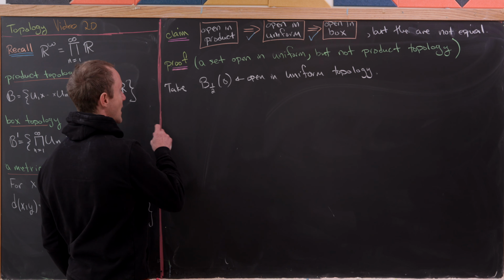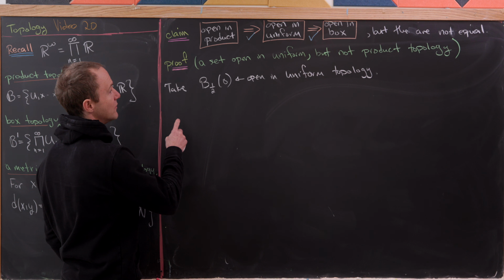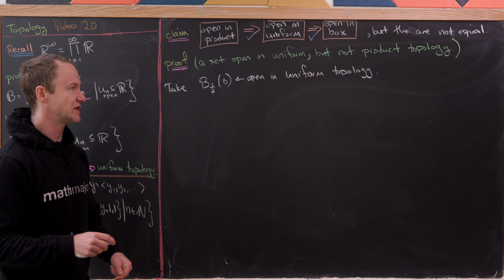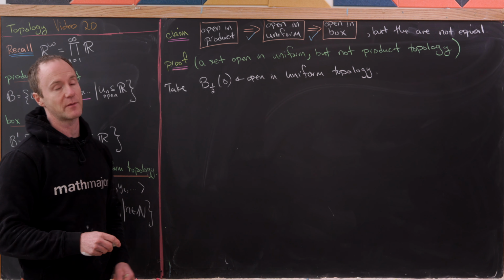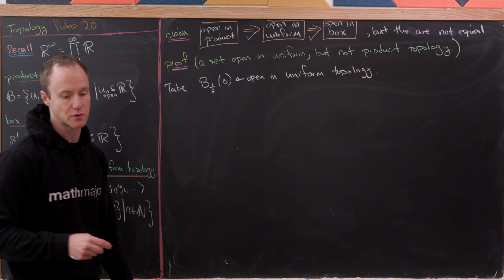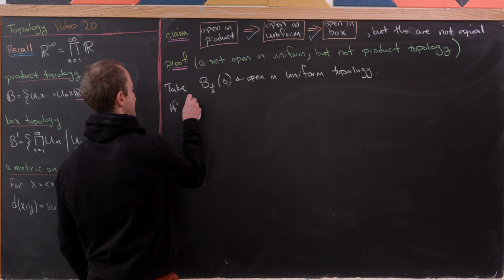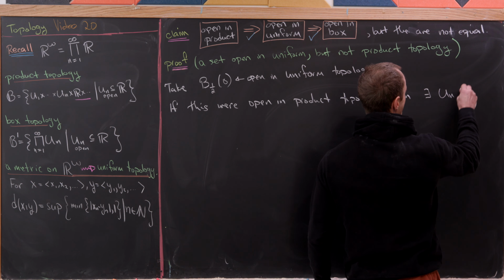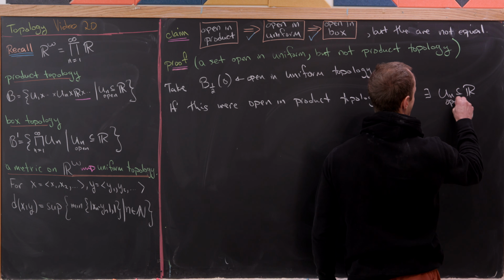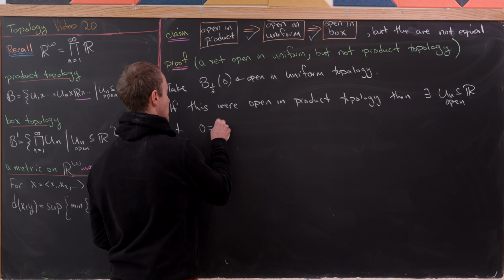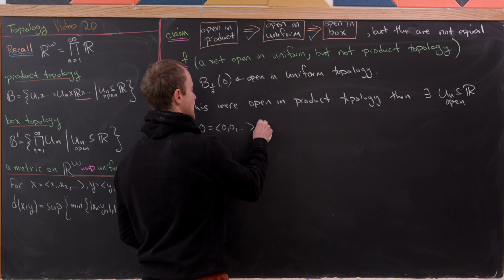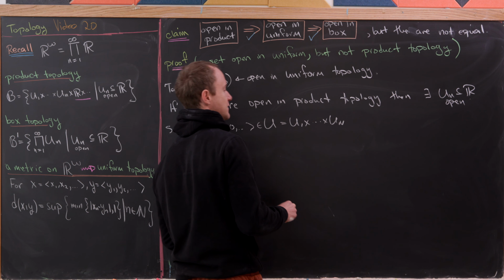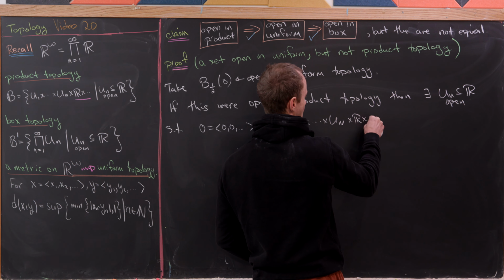So now, by way of contradiction, we'll show that it's not open in the product topology. And so since we're doing that by way of contradiction, let's suppose that it is open in the product topology and then force some sort of contradiction. So if this is open in the product topology, then there exist open sets U_n in R such that 0, which is just the sequence of all zeros, is contained in U, and we're setting U equal to the cross product of U_1 up to U_N and then a bunch of R's.